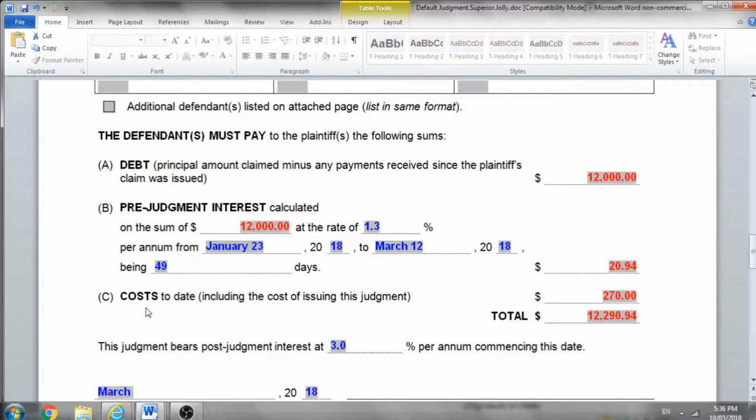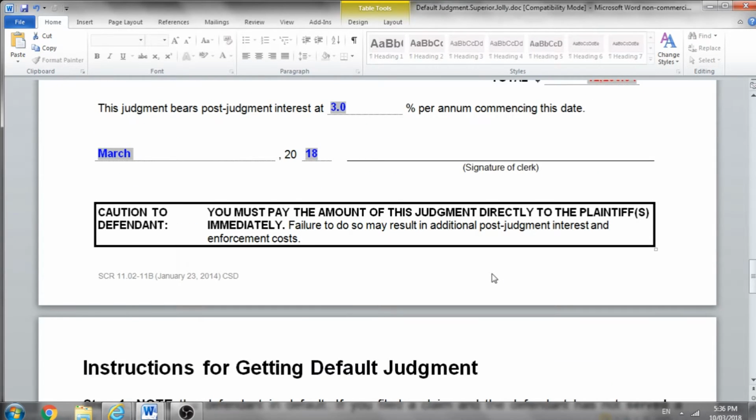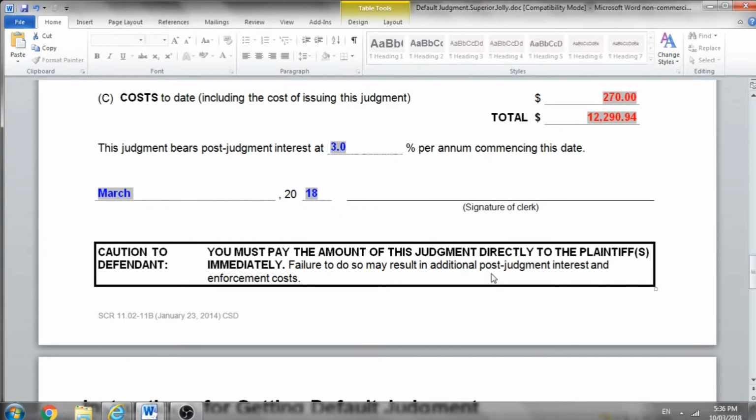So we have $95 plus $55 plus $60 to serve the corporation, another $60 to serve Joseph Jolly, and that calculates to $270. So if we add these 3 amounts, our principal amount, our prejudgment interest, and our costs, it comes to $12,290.94. Then next we just fill in the post-judgment interest, which will accrue on our judgment, and as we saw, that is 3%. It's dated, it's signed by the clerk, and there you have it. You have a default judgment.